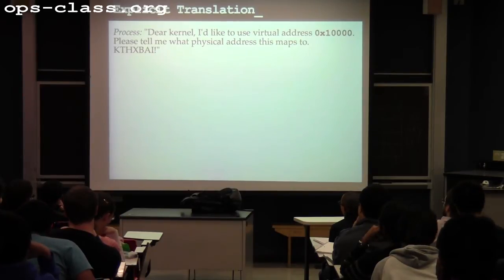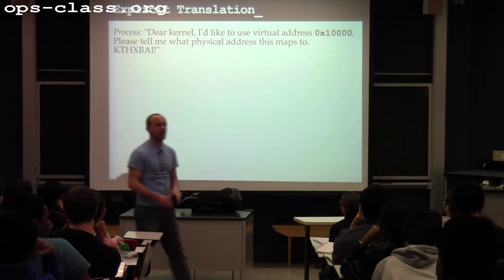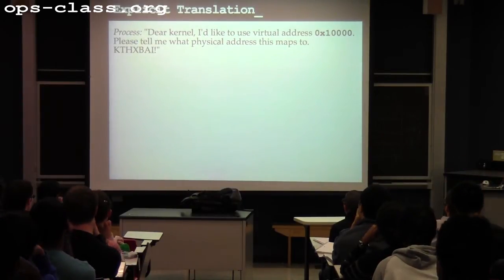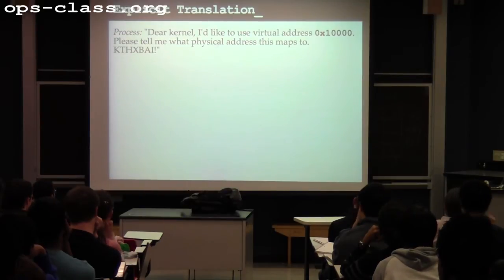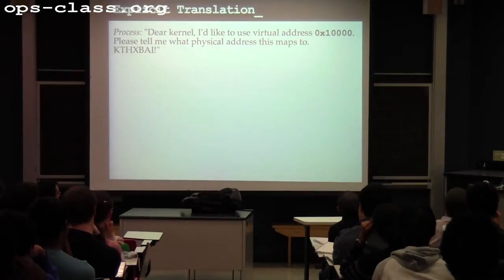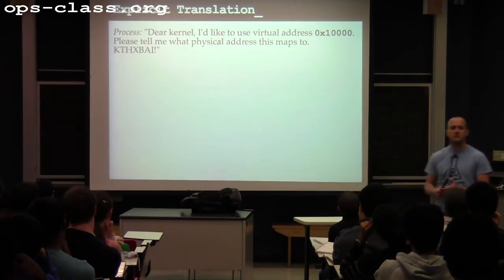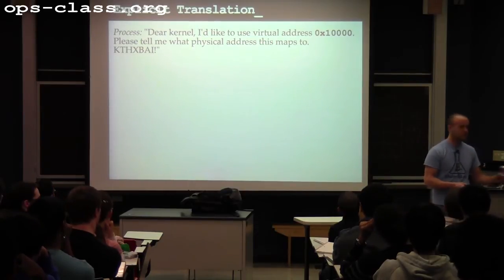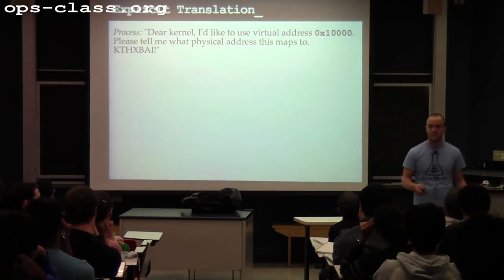All right, so the straw man here is an example of what we can't do. One way of doing this would be to allow processes to ask the kernel what a particular virtual address maps to. So the process would say, I'd like to use this virtual address. Can you tell me what physical address this maps to? What's wrong with this? Why can't we do this? I mean, you could do this. James? Well, it can change. The kernel might want to change where that is later, and then it would have to ask again.